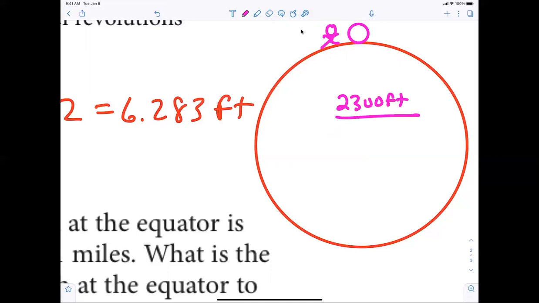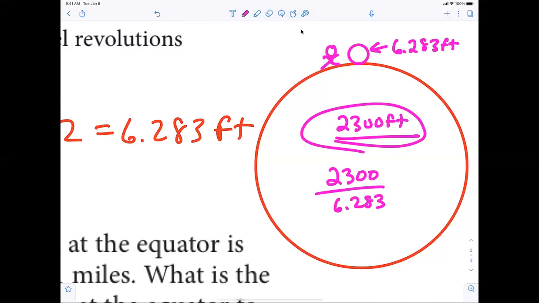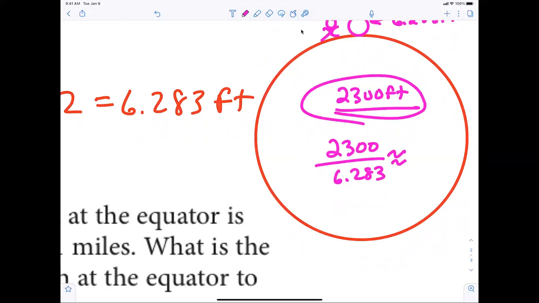Every time the wheel goes around, it's traveling how far? Oh, it's traveling the circumference, whoever said that. That's brilliant. It's 6.283 feet. Every time the wheel turns, it's going 6.283 feet. So if there are 2,300 feet, how many times does the wheel have to spin around? Are we dividing up the wheel or are we dividing up the track? Yes, you're taking 2,300 divided by 6.283. That's not what you said, right? And so how many times is 2,300 divided by 6.283? Someone tell me. 3 what?